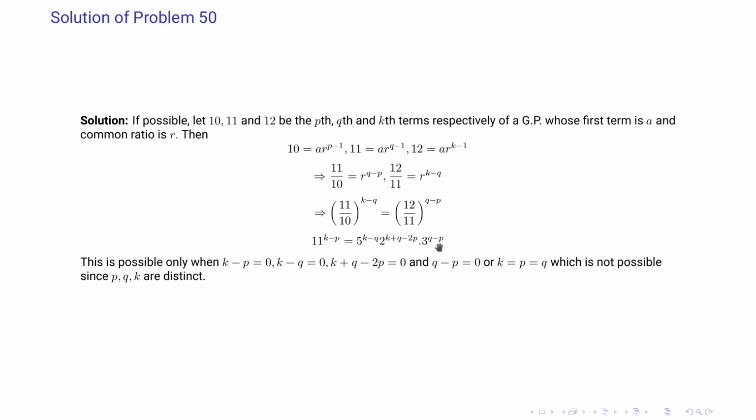Now these prime factors are different from each other, so each power has to be equal to 0 so that they can be equal. Now that implies that k is equal to p plus q, which is not possible since p, q, k are distinct. So with this we come to the end of problem number 50.